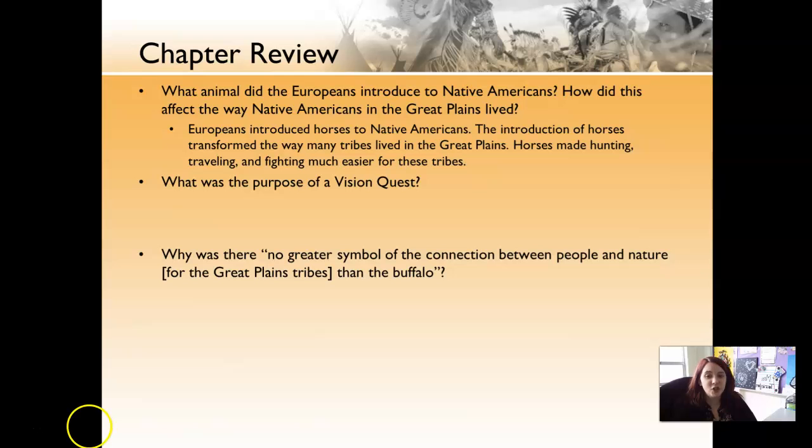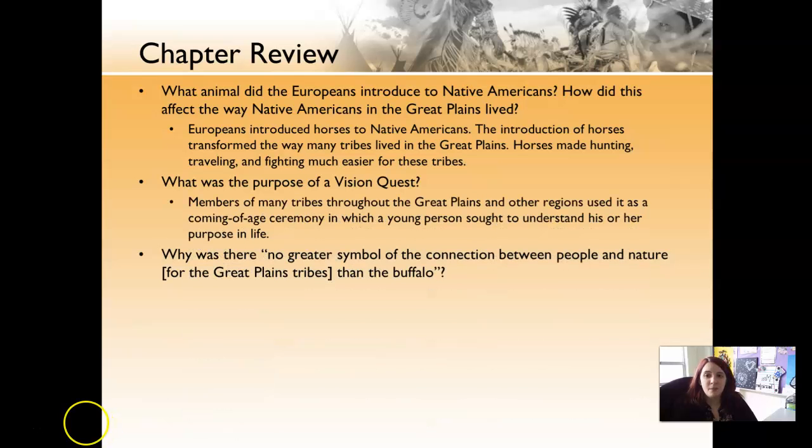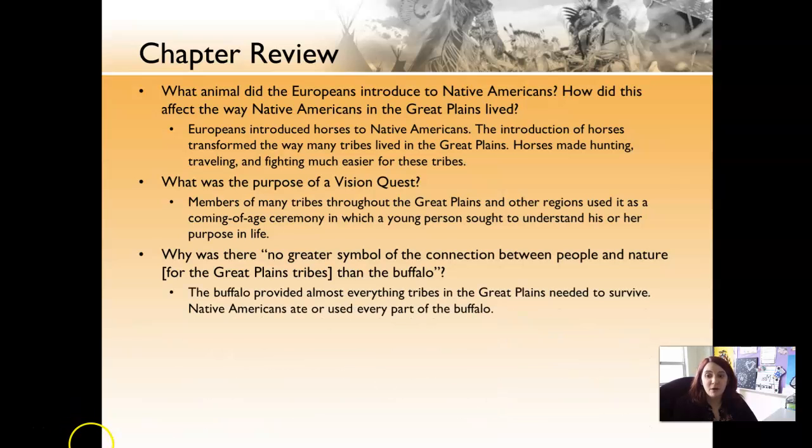What is the purpose of a vision quest? Members of tribes throughout the Great Plains and other regions used it as a coming-of-age ceremony in which a young person sought to understand his or her purpose in life. Why was there no greater symbol of connection between people and nature for the Great Plains than the buffalo? The buffalo was used for everything for them to survive. It was for them to eat and use every part of the buffalo.